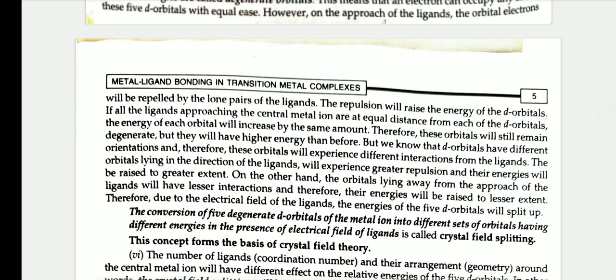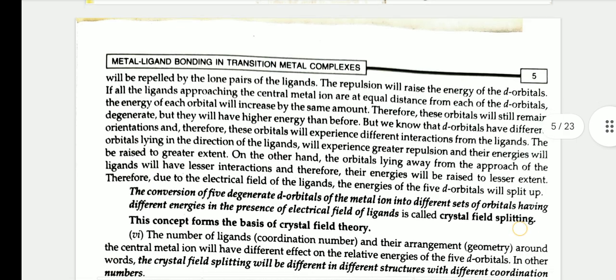But we know that the d orbitals have different orientations, and therefore these orbitals will experience different interactions from the ligands. The orbitals lying in the direction of ligands will experience greater repulsion, and their energies will be raised to a greater extent. On the other hand, the orbitals lying away from the approach of the ligand will have lesser interaction, and therefore their energies will be raised to a lesser extent. Therefore, due to the electrical field of ligands, the energies of the five d orbitals will split up.